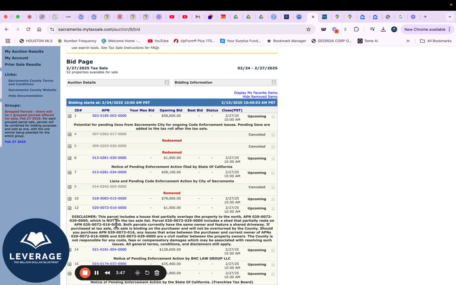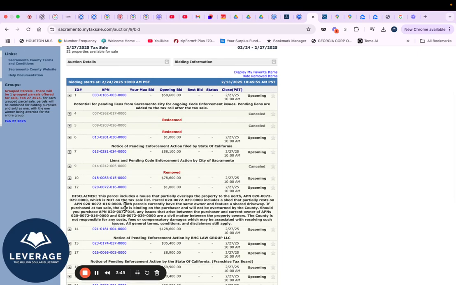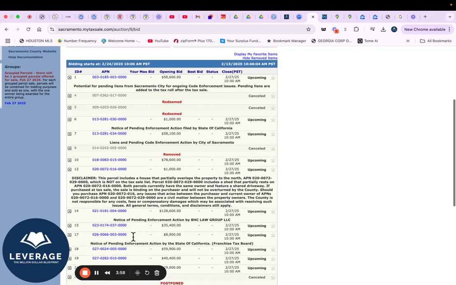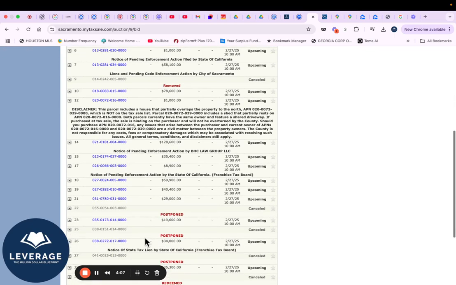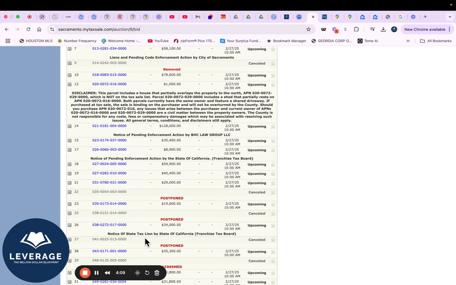Like this one is basically saying the disclaimer that part of the property is on another parcel, so don't think that it's theirs. This one has an enforcement action by a law group. I would stay away from this one. This one has enforcement action by the Franchise Tax Board. So there are some that have some potential issues.